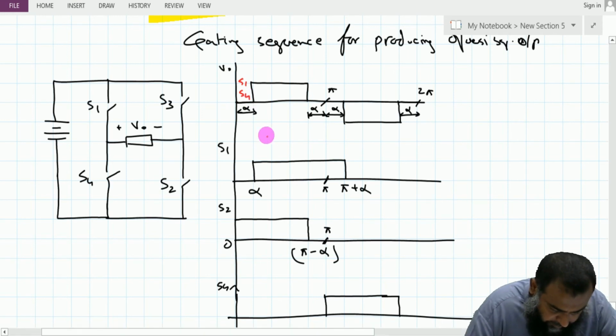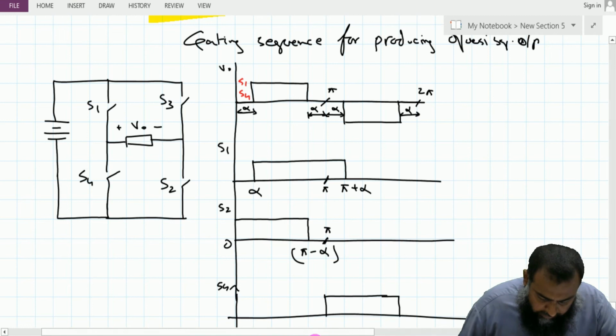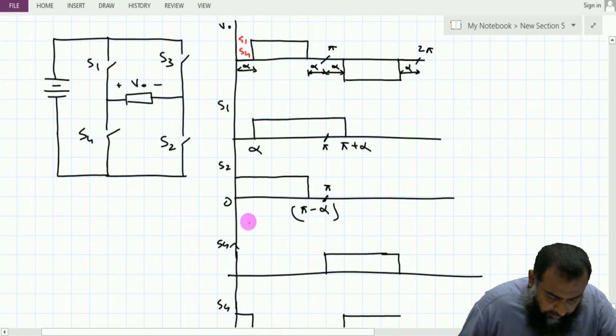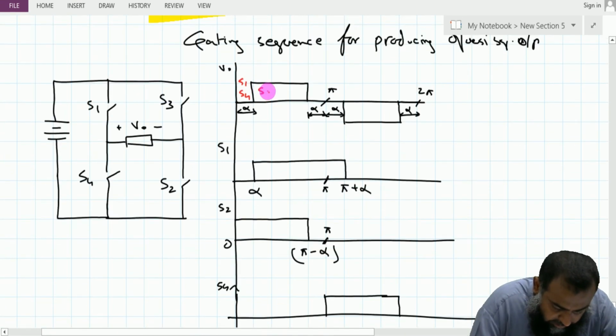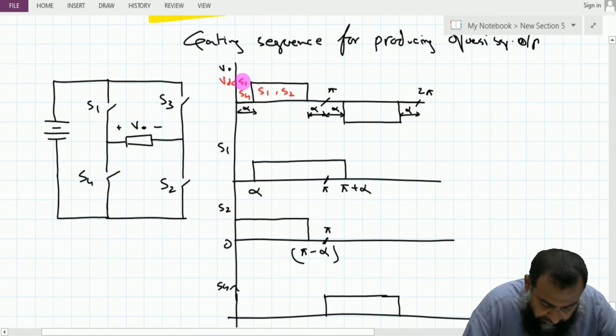Thereafter we have S1 turned on, S2 turned on. There is no S3 and S4 available here. So S1 and S2 provide you the plus VDC here. Then we have here alpha.